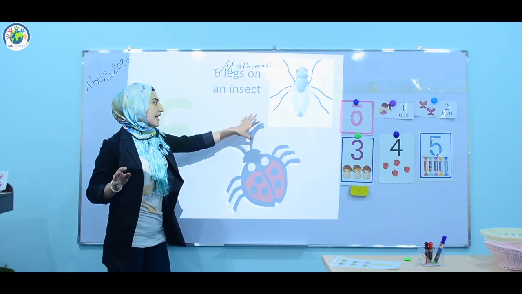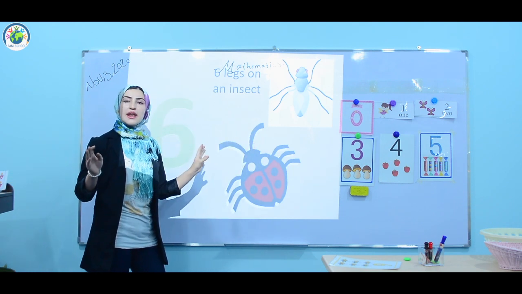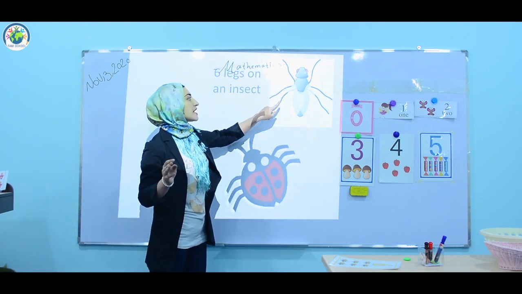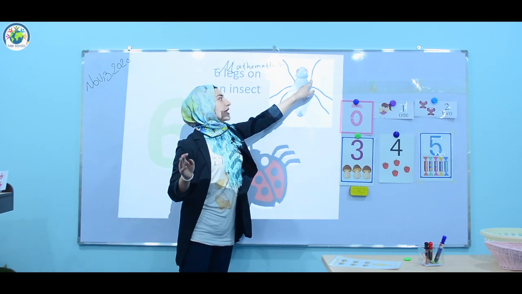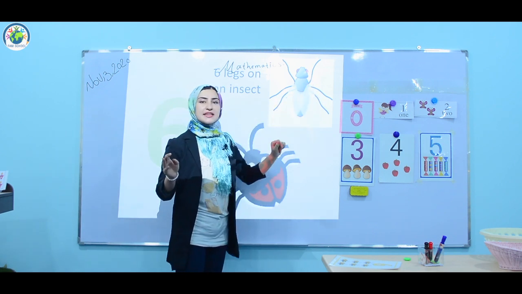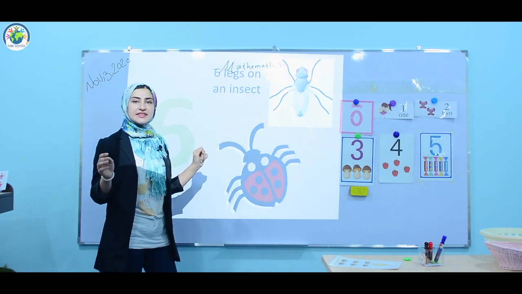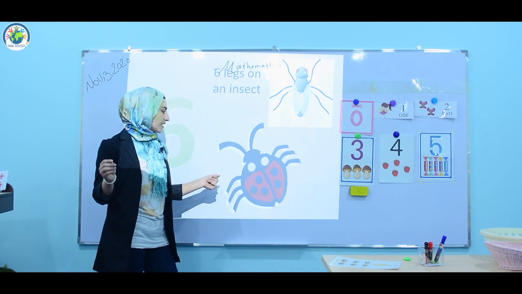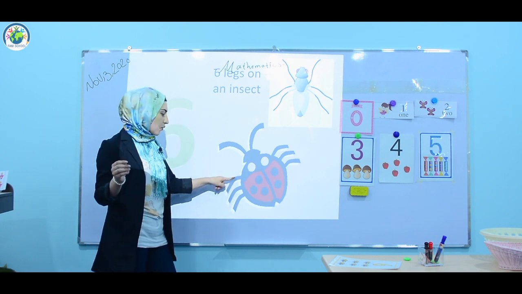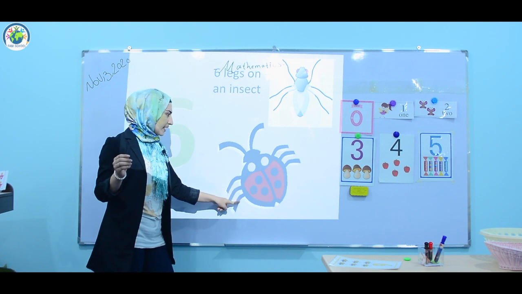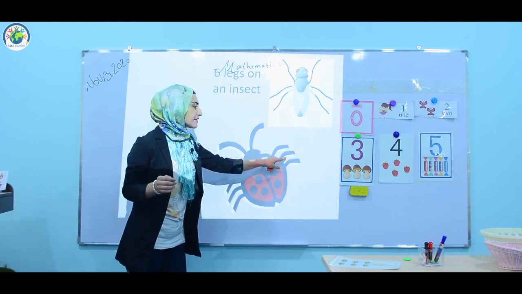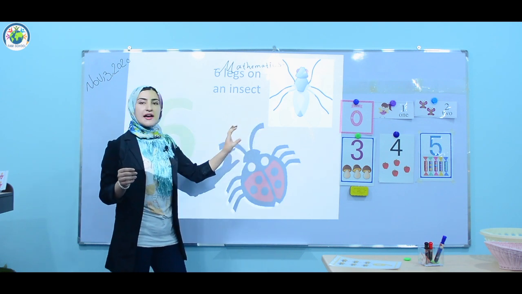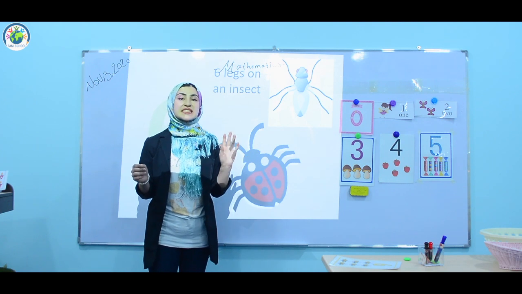Look at these insects. How many legs does each one have? Let's count. 1, 2, 3, 4, 5, and 6. It has 6 legs. And what about this one? Let's find out how many legs this insect has. 1, 2, 3, 4, 5, and 6. It has 6 legs as well. So they both have 6 legs.